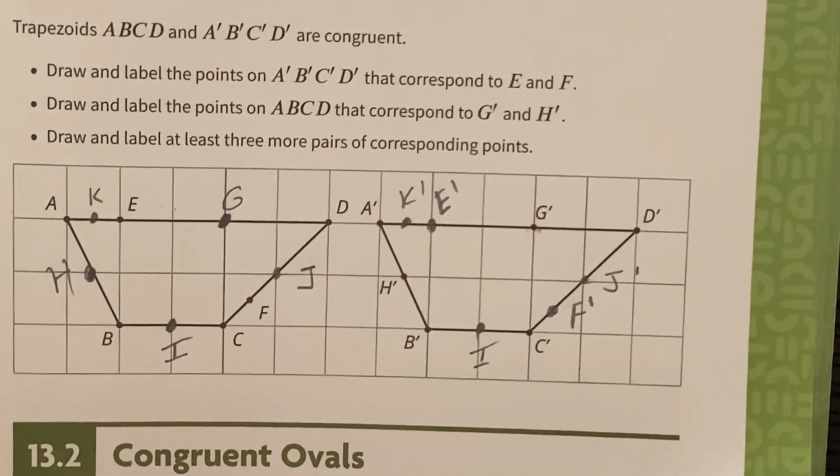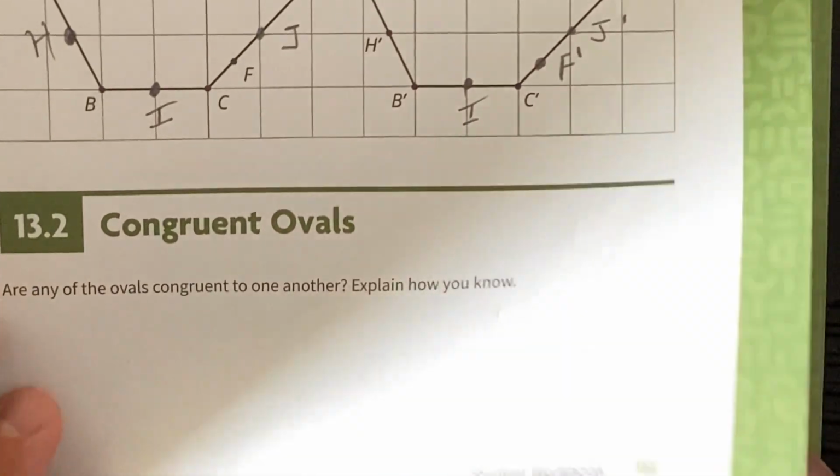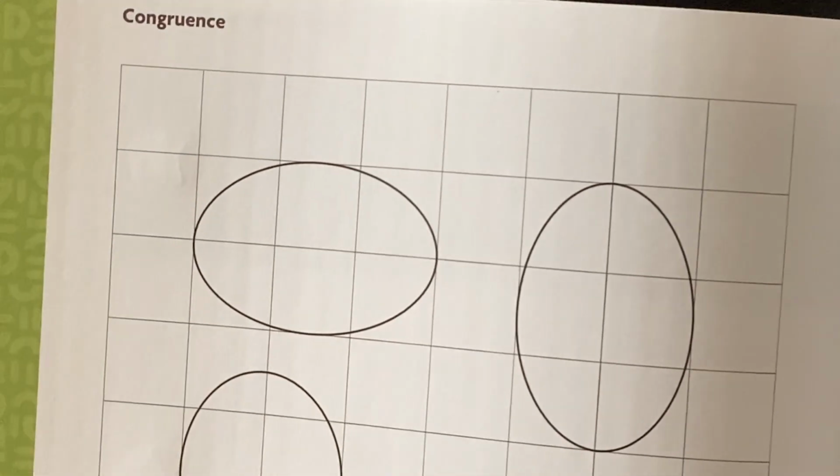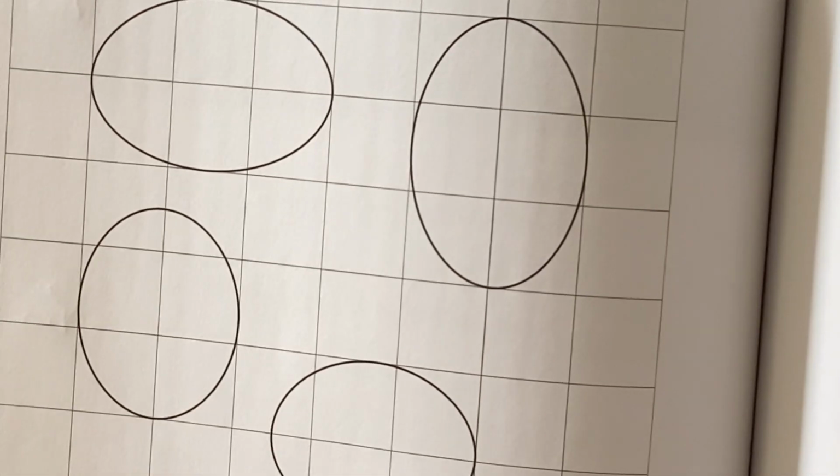Question number 2, directions are on the bottom. Are any of the ovals congruent to one another? And explain how you know. So take a peek at that. Give you 15 seconds or so.